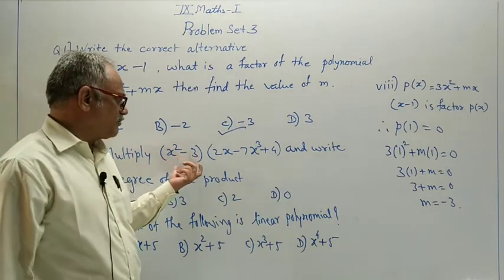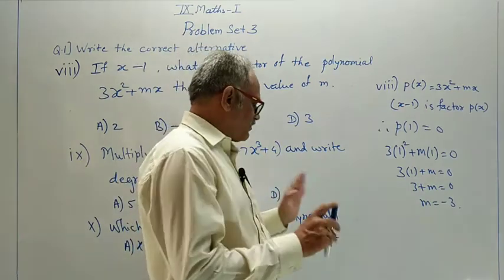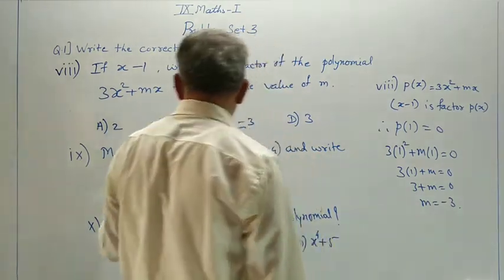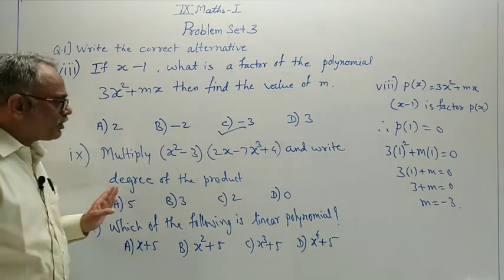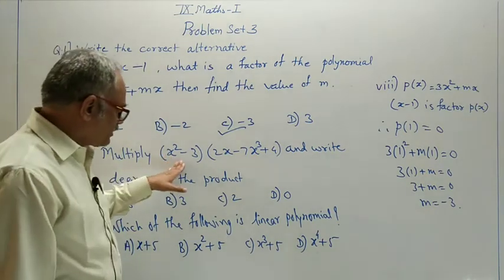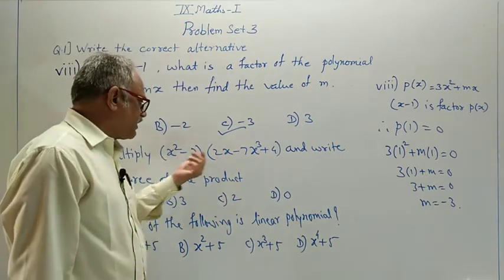Now pay attention for the 9th sum. Multiply x square minus 3 and 2x minus 7x cube plus 4. You do not actually have to multiply; you only have to write the degree of the product after multiplication. For that, the product is not required. Whatever the degrees of the two factors are, their degrees are to be added.